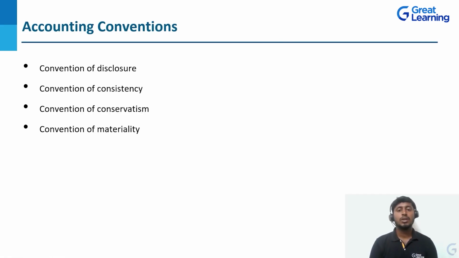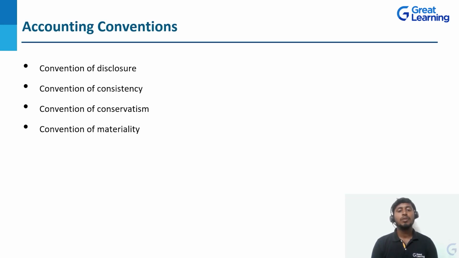Accounting conventions. In this, we have four accounting conventions. First one, convention of disclosure. Convention of disclosure is nothing but we need to disclose the books of accounts. In this video, I've already told you, all the companies need to disclose their financial statements on their website, for the purpose of the public or stakeholders, or any other purpose. They need to publish, so they need to disclose their books of accounts.